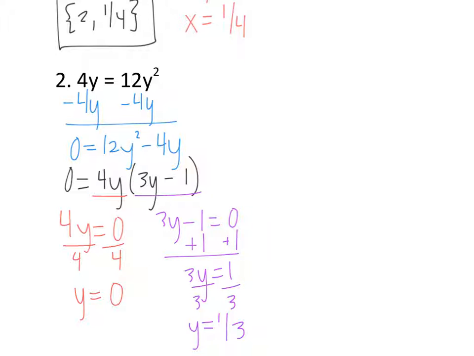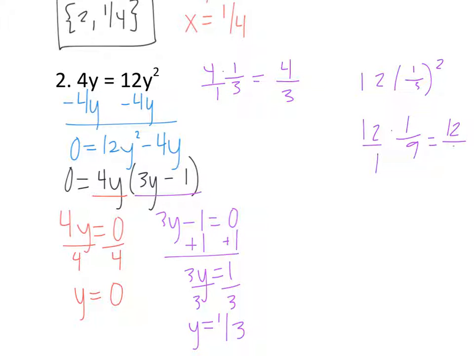But now let's look here at 1/3. So if I plug in 1/3, 4 times 1/3 equals 4/3, right? And then 12 times 1/3 squared. Well, 1/3 squared is 1/9. So 12 times 1/9 is 12/9, which if I simplify, 12 over 9 simplifies to 4/3. So 4/3 equals 4/3. That's good. So that is right. So then here our answer to this problem number 2 would be 0, 1/3. I get both my answers there.